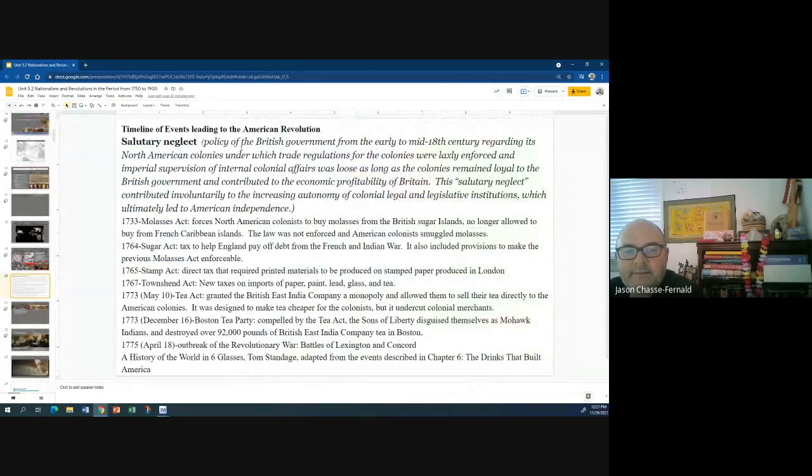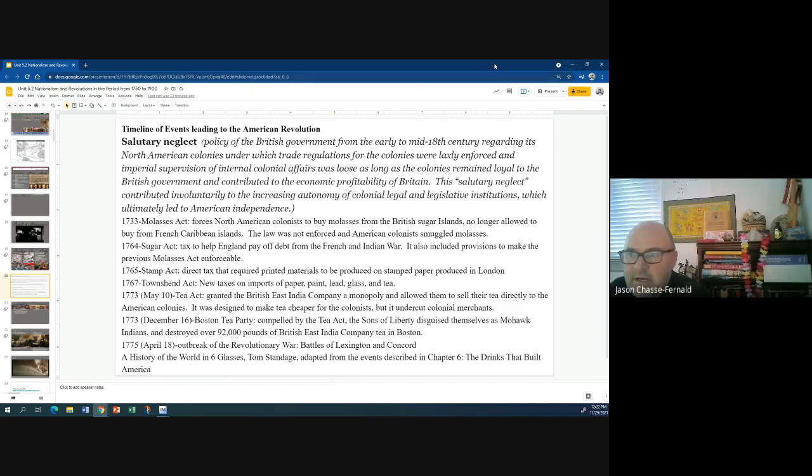Policy of the British government from the early to mid 18th century regarding North American colonies, under which trade regulations for colonies were laxly enforced and imperial supervision of internal colonial affairs was loose, as long as the colonies remained loyal to the British government and contributed to the economic profitability of Britain. This salutary neglect contributed involuntarily to the increasing autonomy of colonial legal and legislative institutions, which ultimately led to American independence.